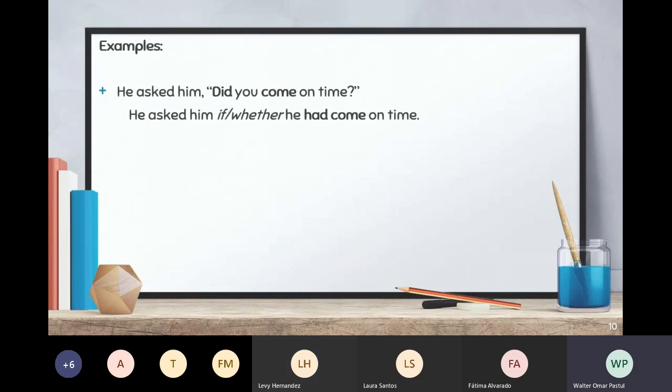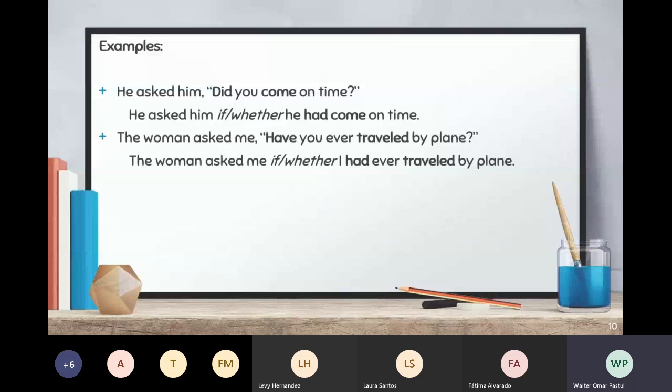So you see, this is simple past. Did you come on time? That is a question. But in the reported sentence, we have a statement, an affirmative, because it says, he asked me if or whether he had come on time. And this is past perfect, right? Because we use the change of tense. We cannot use here a question because now it's going to be a statement. Next one, another one, please.